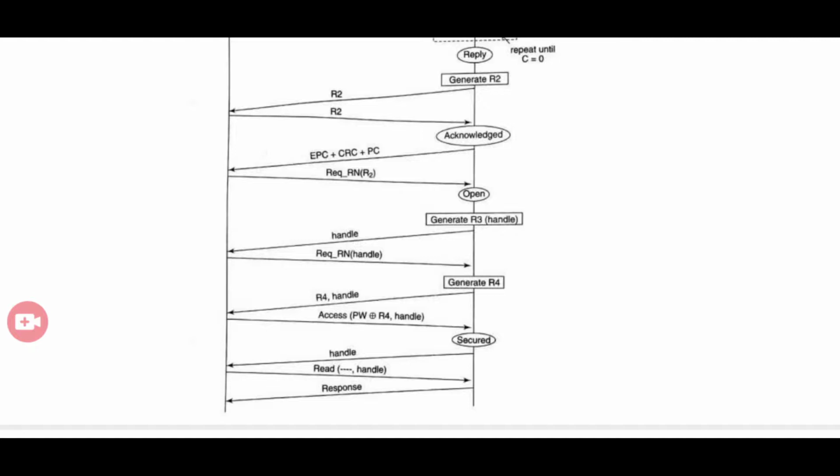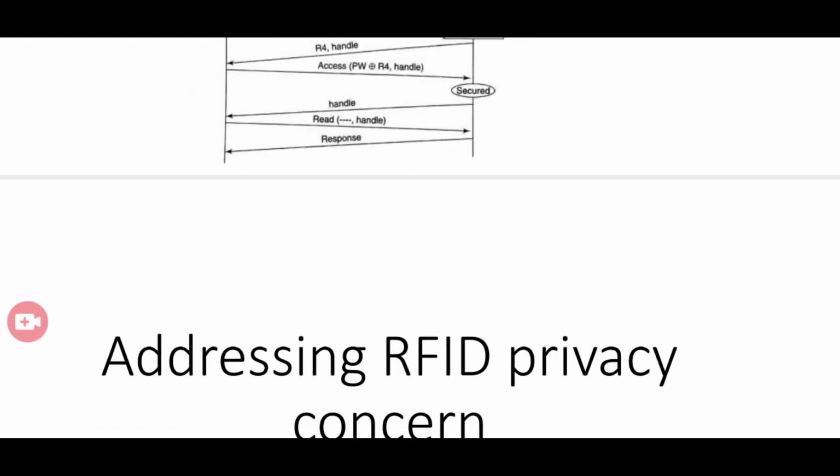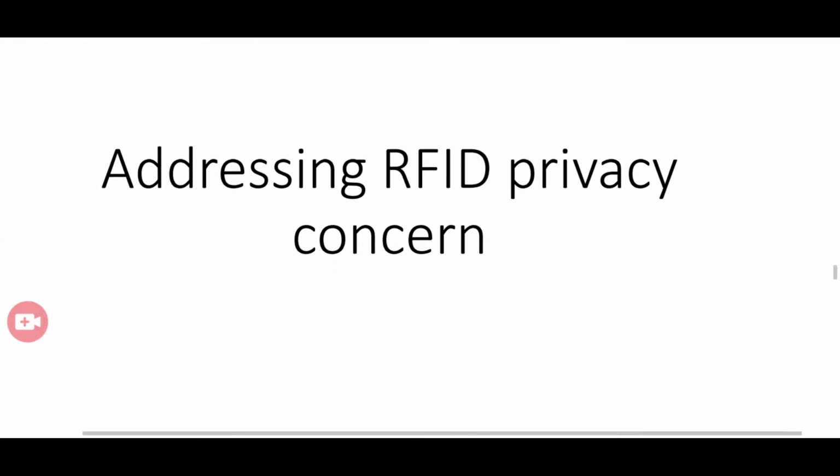Whenever the tag gets this information, password, R4 and handle, through an access command, the tag can understand it is a secured communication. It can resend the handle. Also, after getting the handle, the reader can send some read operation. After the read operation, the tag can acknowledge by a response mechanism. So these are the steps involved in RFID operation.